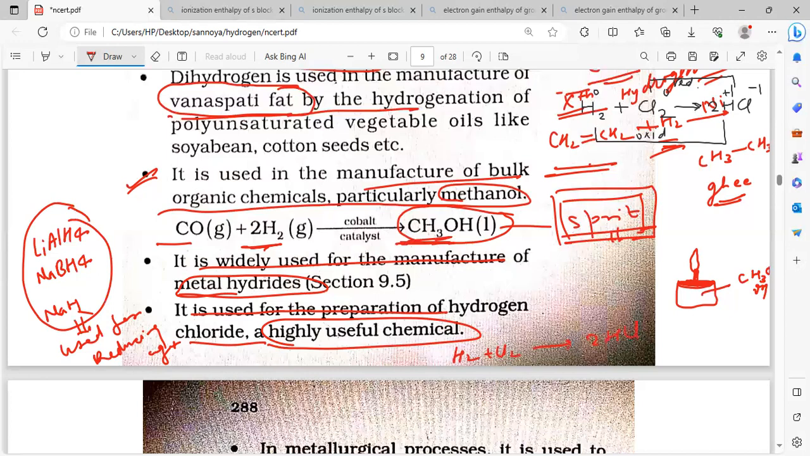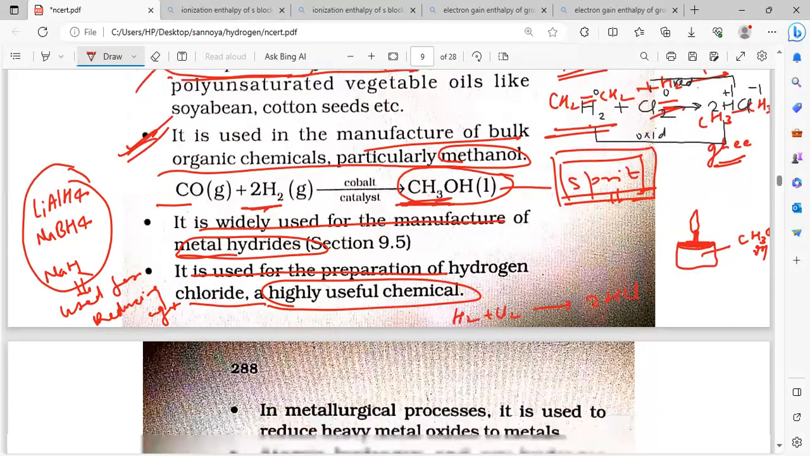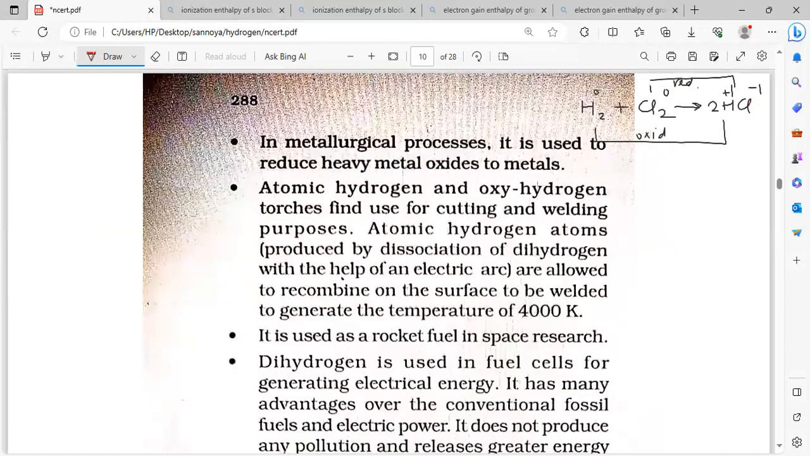This is not going to come in the exam, but the first, second, third can come. Next one you see. In metallurgical processes, it is used to reduce heavy metal oxides to metal. Suppose PbO is there. Generally we will reduce with carbon, but you can reduce with hydrogen also. This gives Pb plus H2O. So heavy metal oxide can be reduced by hydrogen.